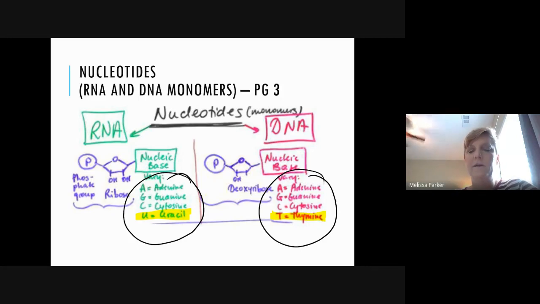We're not going to give you a picture, and you're not going to have to label things, but you do need to know the differences that make up the specifics of DNA versus RNA, what makes them different and what makes them similar, what makes them unique from each other.